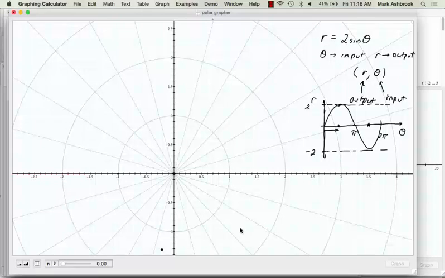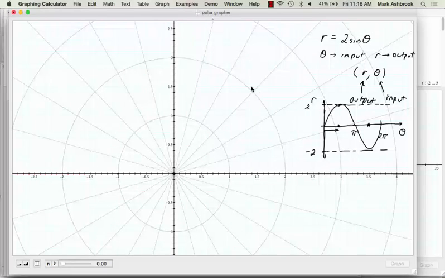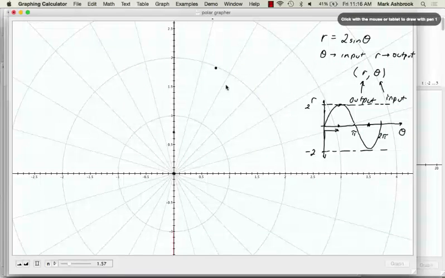So you have to imagine that as we turn our angle from 0 to pi over 2, our distance from the pole is going to increase from 0 to 2. So when I get to pi over 2, what point do I have? Here's the point, (2, pi over 2).